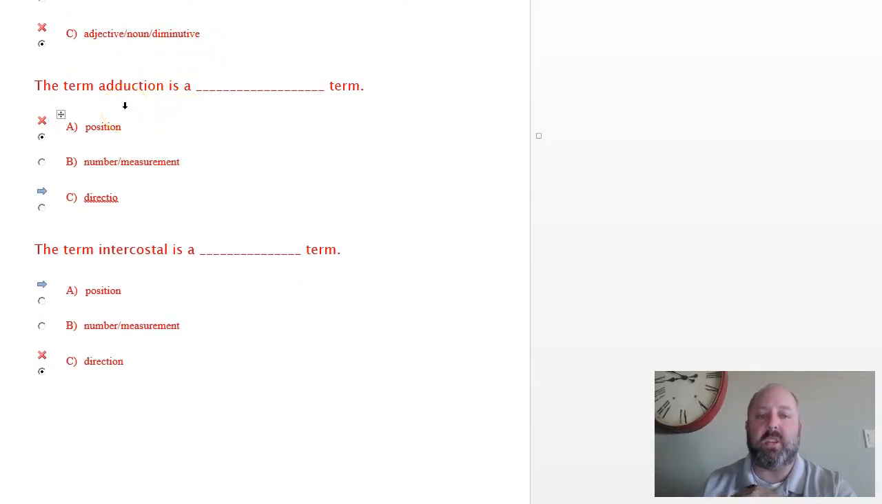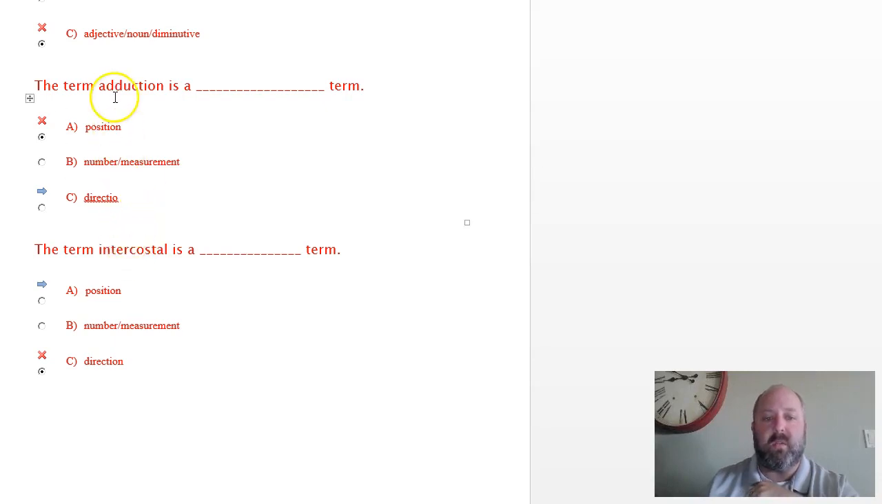Another term, adduction, right? What is this? Is this position? Is this number? Is this direction? This is direction, adduction, right? The movement, add, is movement towards the midline. Ab is movement away from the midline. Adduction is the direction. So here we go, adduction and abduction. You have to know the difference between those two terms, and this is definitely a directional term. And so hopefully that helps you to understand that.